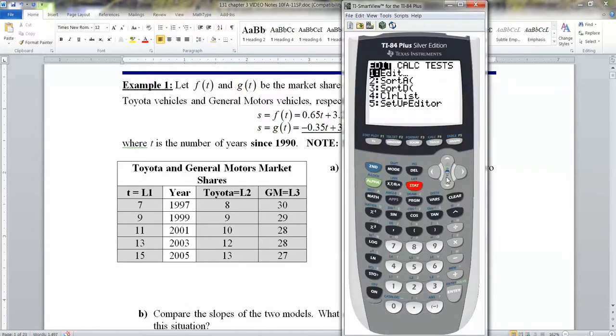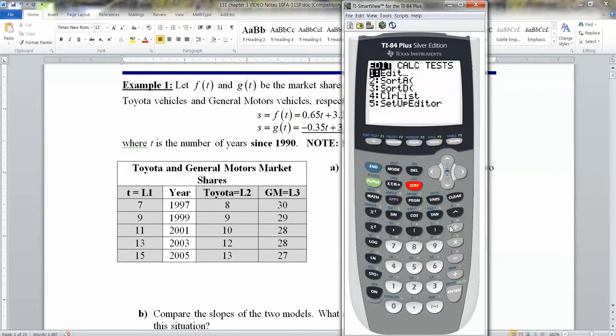So I did stat, calculate, number 4, linear regression. If I don't tell it anything, if I just say variables, Y variables, function, Y1, it is going to run L1 and L2 by default. If I don't tell it, it just does L1 and L2, and it'll store it in Y1 for me. And that's good because that would be Toyota. So I'm going to get Toyota stuff out in Y1, and GM's, the other one I ran, that's in Y2. So if I press enter, there it is. So if I go to Y equals, just for a second, there's Toyota at the top, the 0.65. There's GM at the bottom.